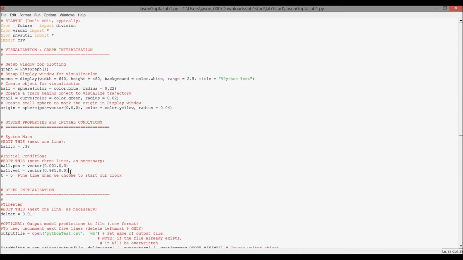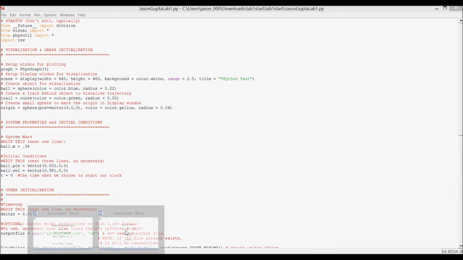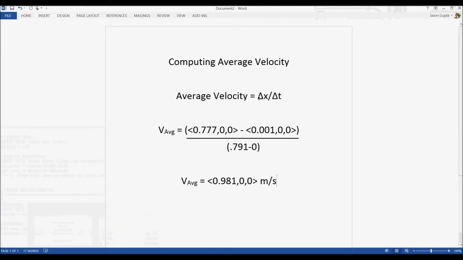Next, we have to compute the average velocity of our can. In order to do this, we have to look at the change in position of the can over the change in time using two data points from Tracker. In this case, I chose two data points, and we're going to do 0.777, 0, 0, minus 0.001, 0, 0, divided by the change in time, which is 0.791 minus 0 seconds. Our average velocity comes out to be 0.981, 0, 0 meters per second.